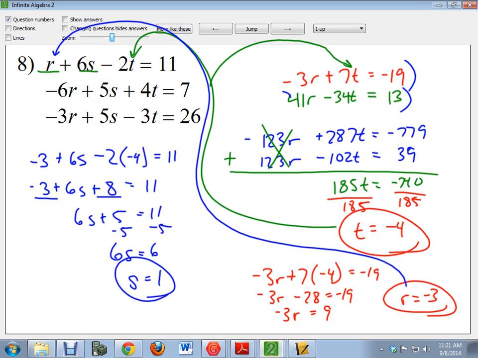Now, whenever you write it on this paper, you are looking for an ordered triple, that is an RST. We want to make sure that we go in the order that they're given to us. Usually it's alphabetical order, so RST would be negative 3, comma 1, comma negative 4. Inside the parentheses makes that an ordered triple and the solution to this problem.